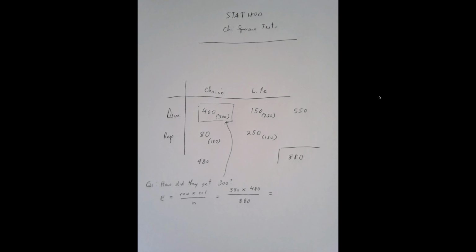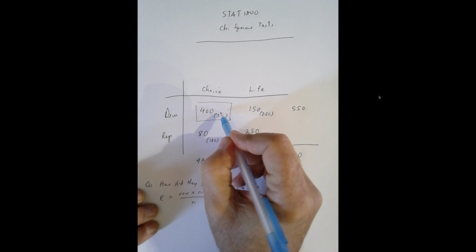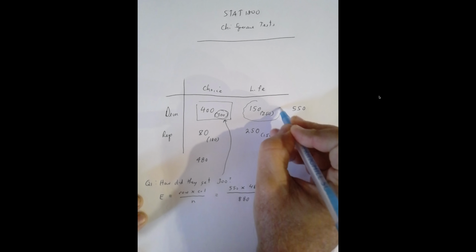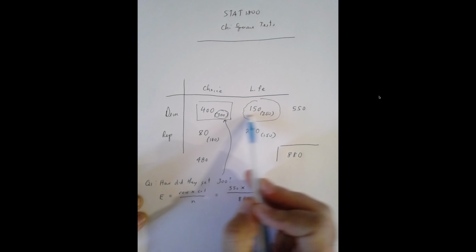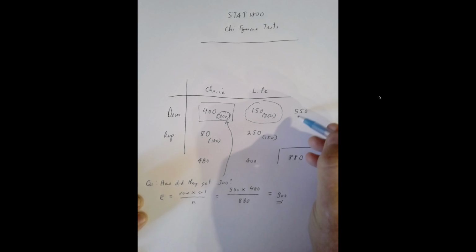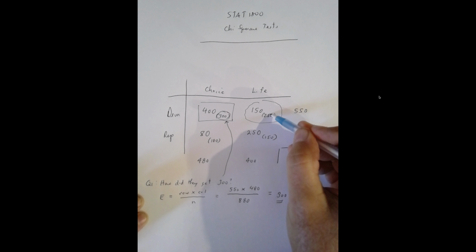So anyway, guys, if we take 550 times 480 divided by 880, we'll see that we get 300, which matches perfectly, as it should, with the expected cell count for the Democrat who is pro-choice. If we were focusing on the expected cell count for this cell, we would take 550, and 150 plus 250 is 400. So we take 550 times 400 divided by 880, and I guarantee you we're going to get 250.